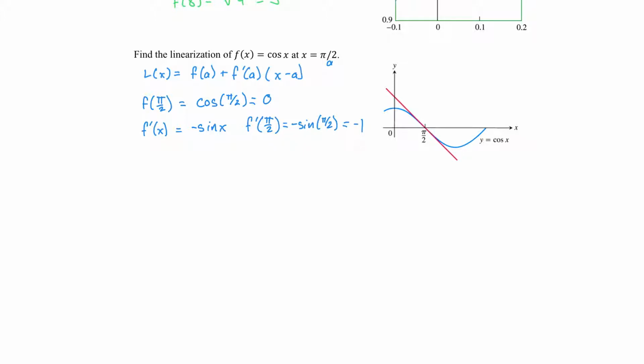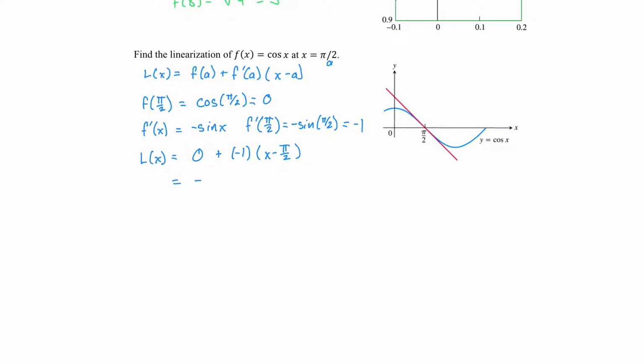Now, L of x, we have the information we need. The linearization is going to be f of a, which is... that isn't quite right. F of a is not minus 1, it is 0. And then we add to that the linearization part. So there's the derivative evaluated at 1, and then we're going to have x minus pi over 2.